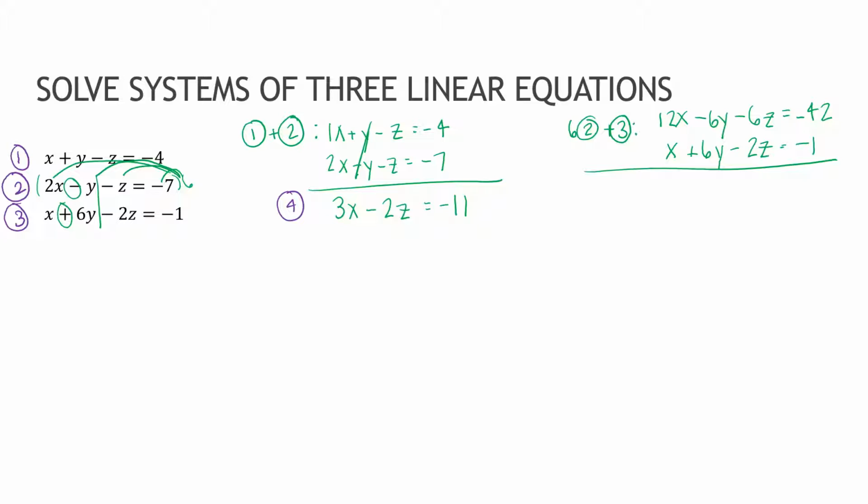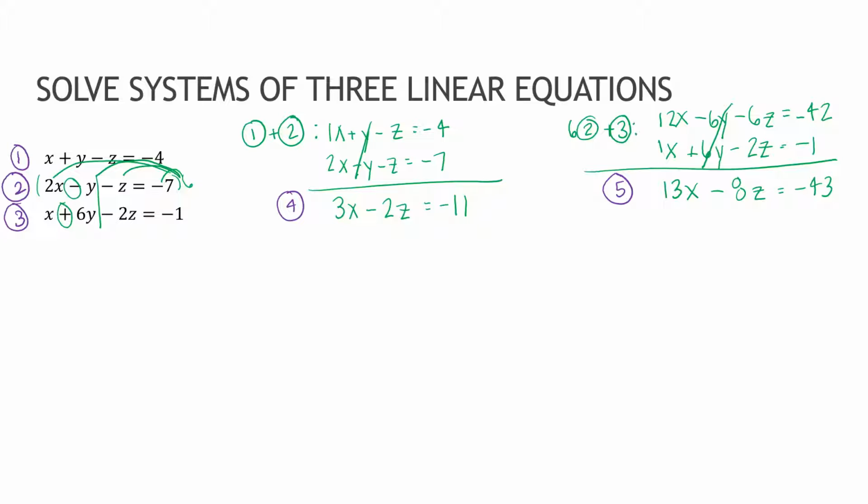When I combine my two equations together, 12 plus 1 is 13. 6 and -6 cancel. -6 and -2 is -8. -42 and -1 is -43. We're going to call that equation 5. And now I'm essentially solving a system of two equations. When I solve a system of two equations with two variables, I compare x's, and in this case instead of x's and y's, x's and z's. I'm trying to get rid of either 3 and 13 to make those the same number so I can add them together to then eliminate the x's.